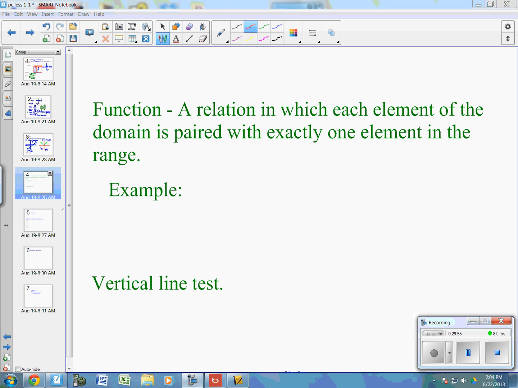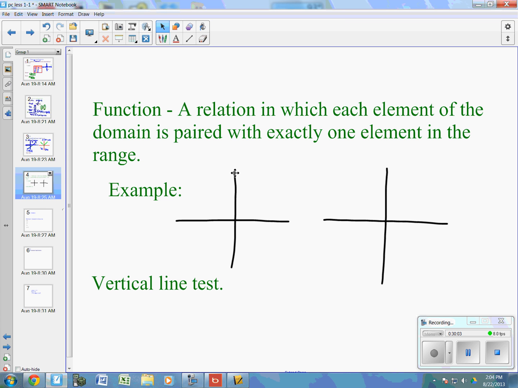Okay, so here is a function. I'm going to do this. I'm going to draw another one over here. I'm going to have to do some additional ones, but let's say I do this.